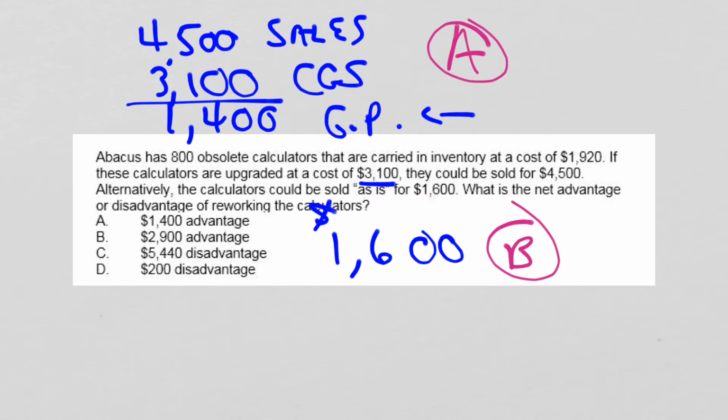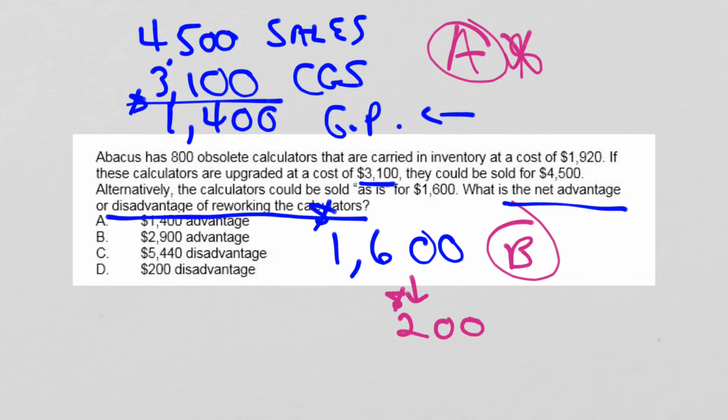Now it doesn't take a rocket scientist at this point to see which decision is the better decision between A or B. And the question asks, what is the net advantage or disadvantage of reworking the calculator? So if you rework the calculators, which is decision A, the net disadvantage, as it turns out, is $200, because if you don't do anything, you get $200 more. So the answer is D.